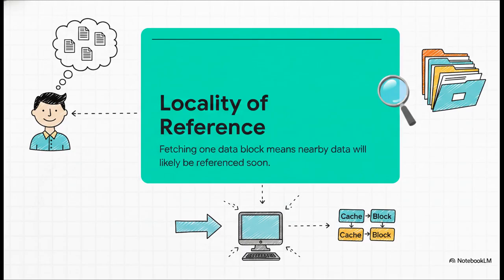Now, the only reason this desk system works in the real world is because of something called locality of reference. All this means is that if our worker needs one specific file from a folder, there is a massive chance they're going to need the other files in that exact same folder very soon. So instead of walking down the hall for one piece of paper, they just grab the entire folder and plop it on their desk.